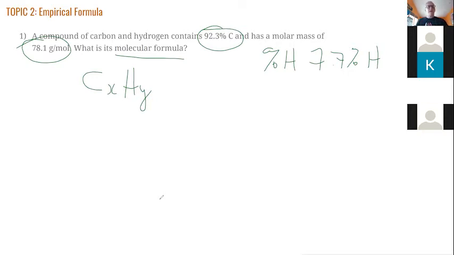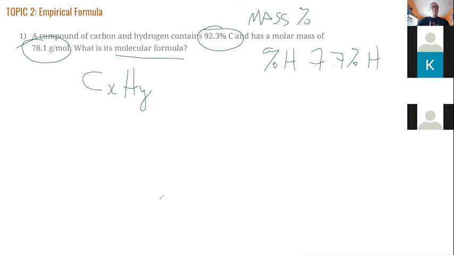So where are we going to start? We've got 3 pieces of information. We know the percent, and remember, this is mass percent. That's important to remember. It's not mole percent, just like we did in the last question. This is mass percent. So where do we start figuring out what the molecular formula is? What's the first thing we want to do? Find the mass of carbon.